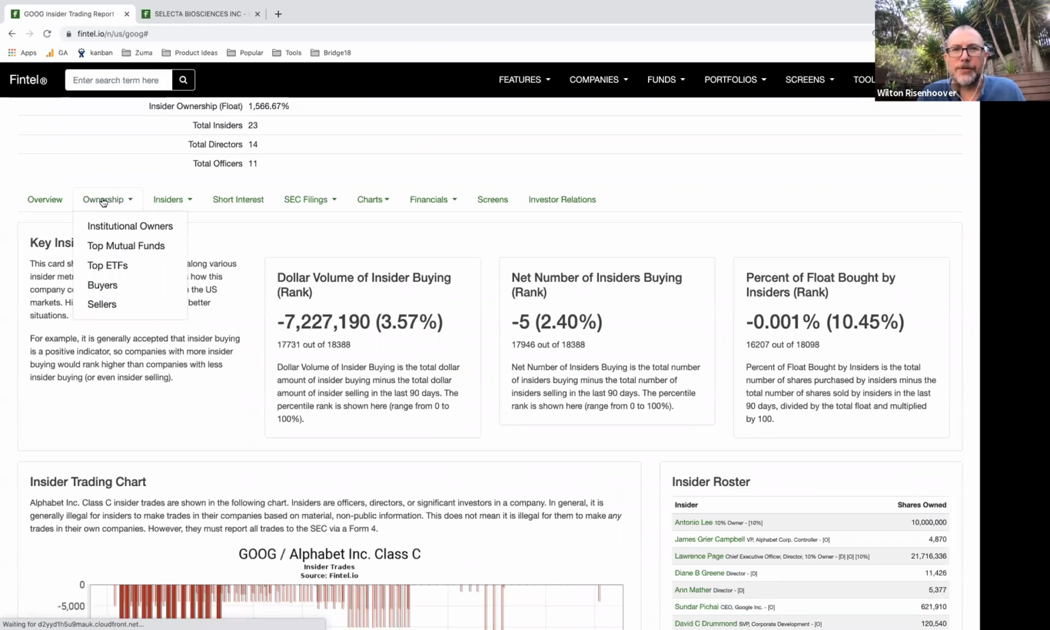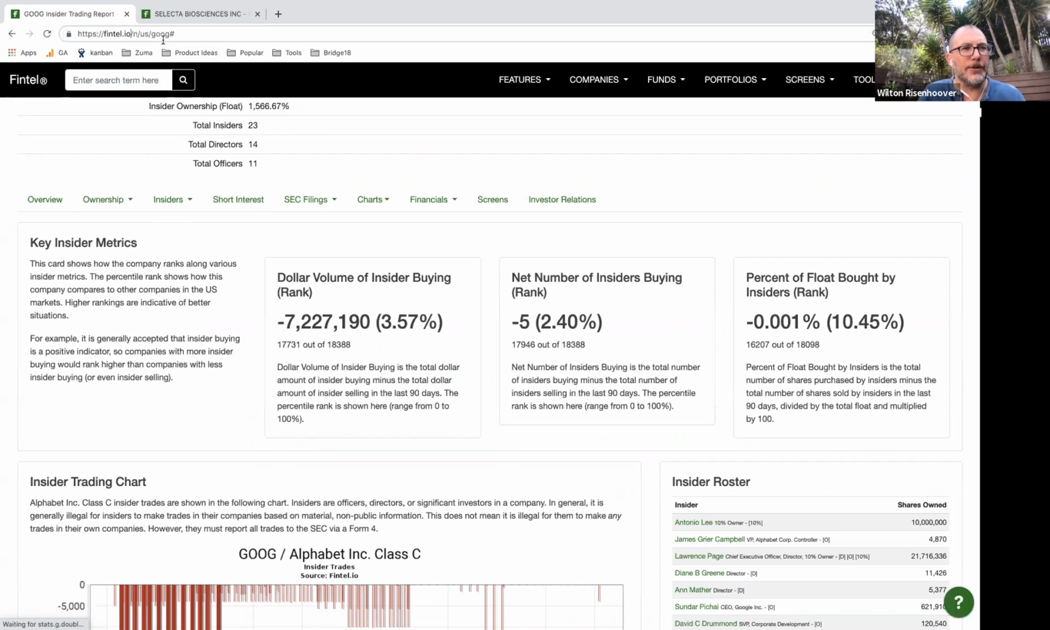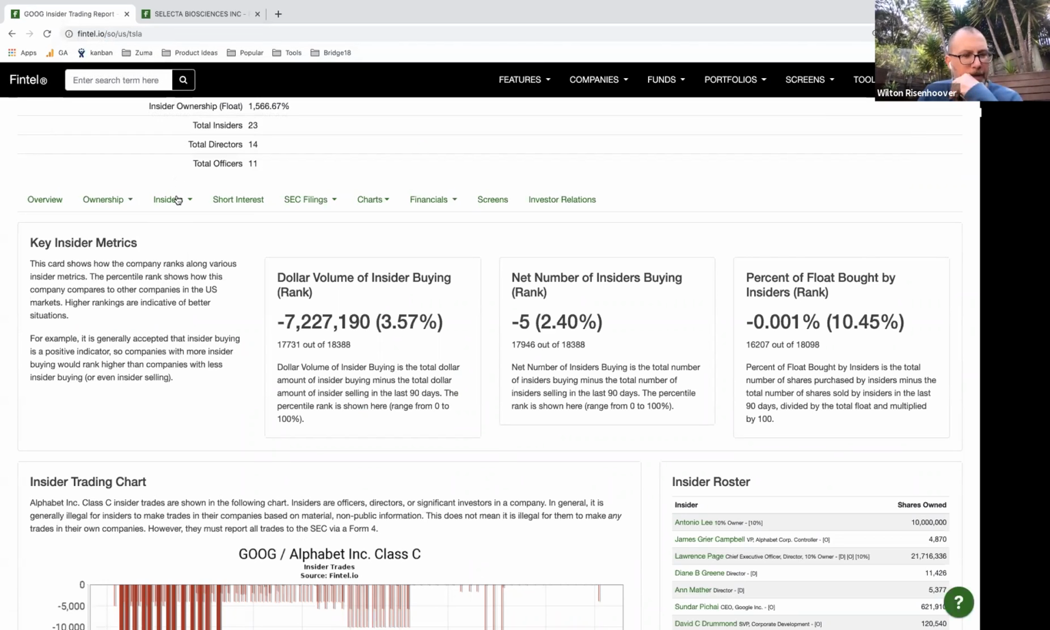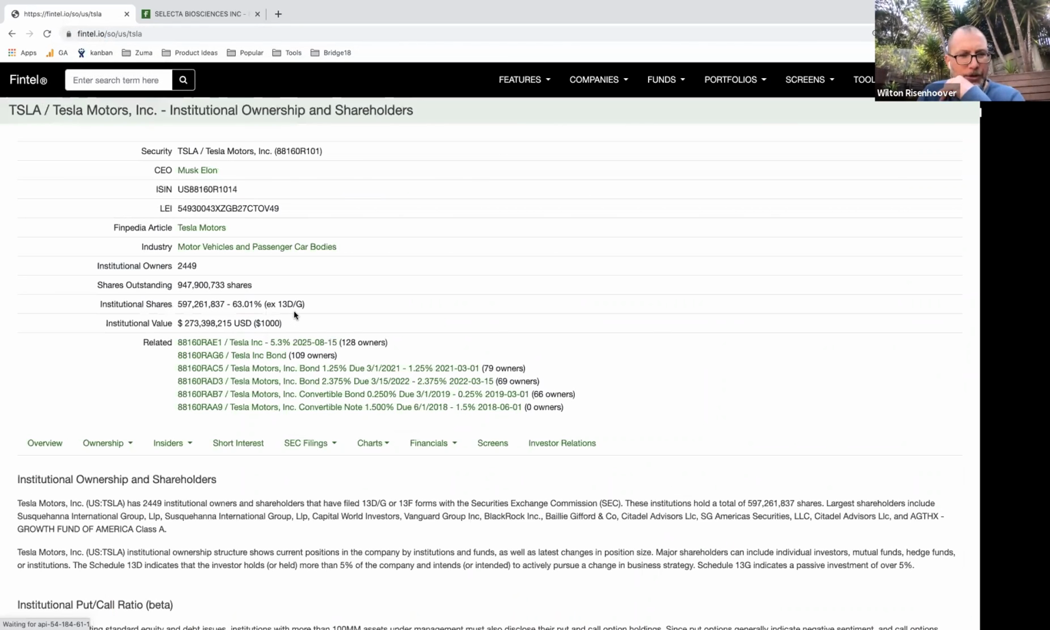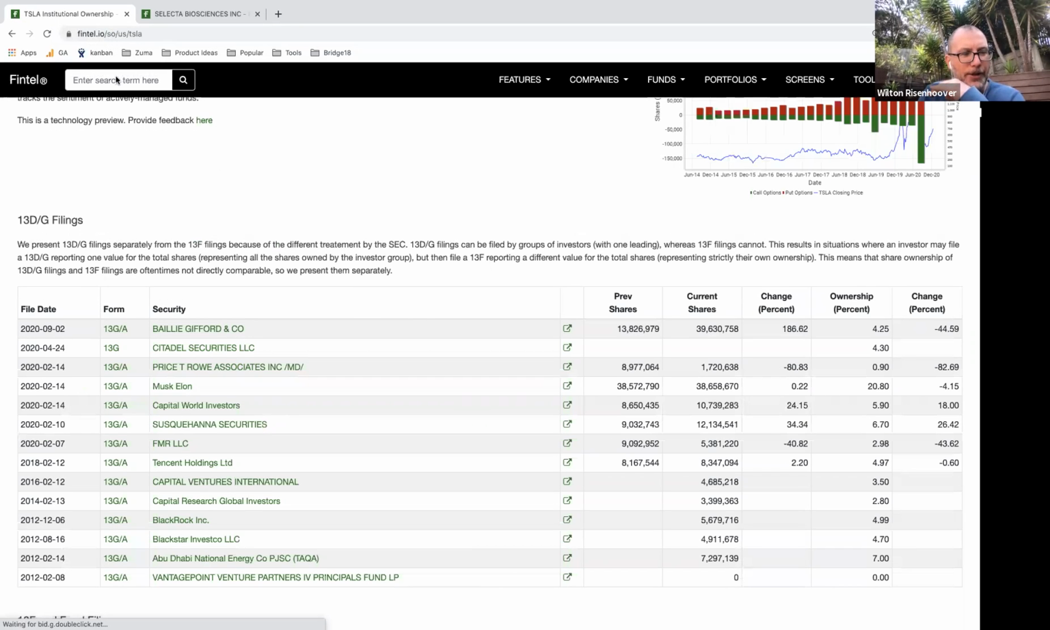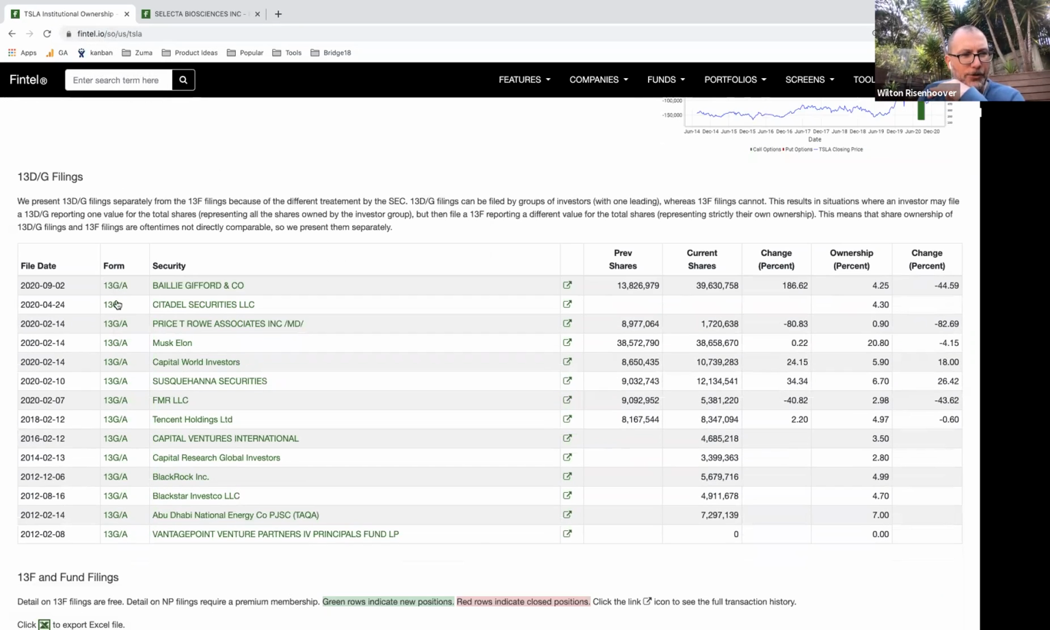I'm not sitting close enough to my Wi-Fi to be able to get a fast response here. Let me just go up here. Maybe Google's not the best. We'll look at Tesla, for example. You can see the 13D and 13G filings are at the top of the SEC page here for Tesla, and that will show you all of the 13D and 13G filings.